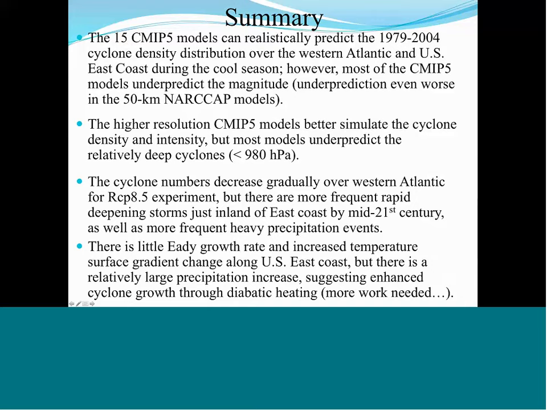The work we're currently doing is trying to understand a little more about what's going on with this response. We're looking at some indices like Eady growth rate and changes in the jet. There doesn't seem to be much positive impact there for cyclones. The biggest thing we can see just looking at the CMIP5 model output directly is a lot more precipitation and potential for diabatic heating. So with that, I'll close and take any questions.